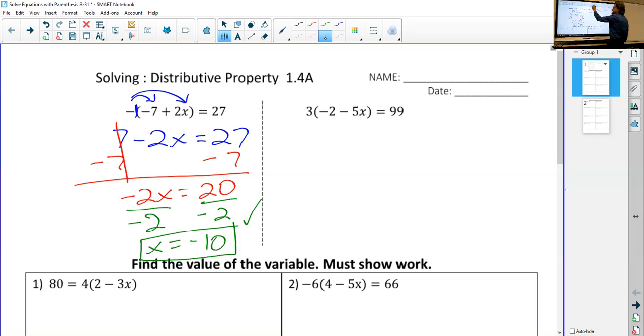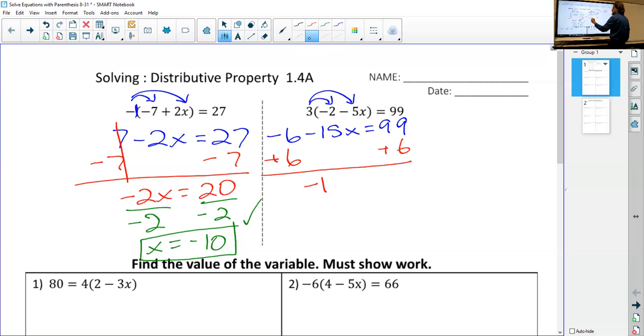Our second example, let's look at this two ways. The first is actually use the distributive property because that's what the title is. So I can do 3 times negative 2, 3 times negative 5x. That's going to give me negative 6 minus 15x equals 99. Okay? Then we're going to add 6 to both sides to start getting x by itself. Okay, so that leaves us with negative 15x equals 105.